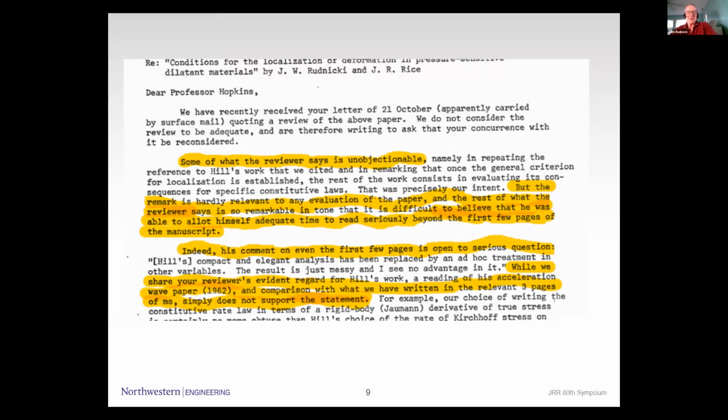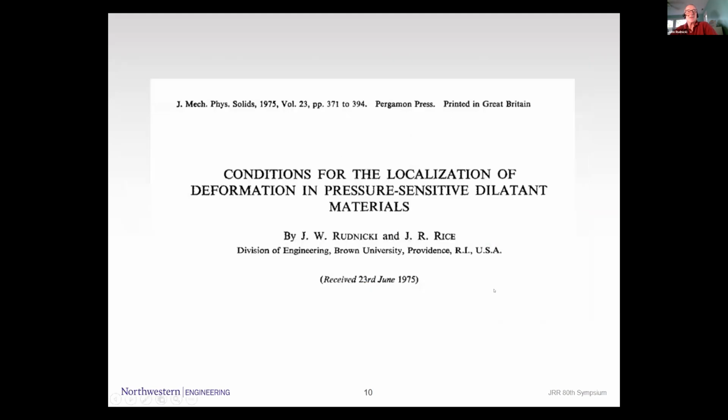So Hopkins replied after receiving this that he had discussed it with the reviewer, who assured him that he had read the paper carefully, but under the circumstances, Hopkins would consider a revised version. So we did that, and eventually it was published.